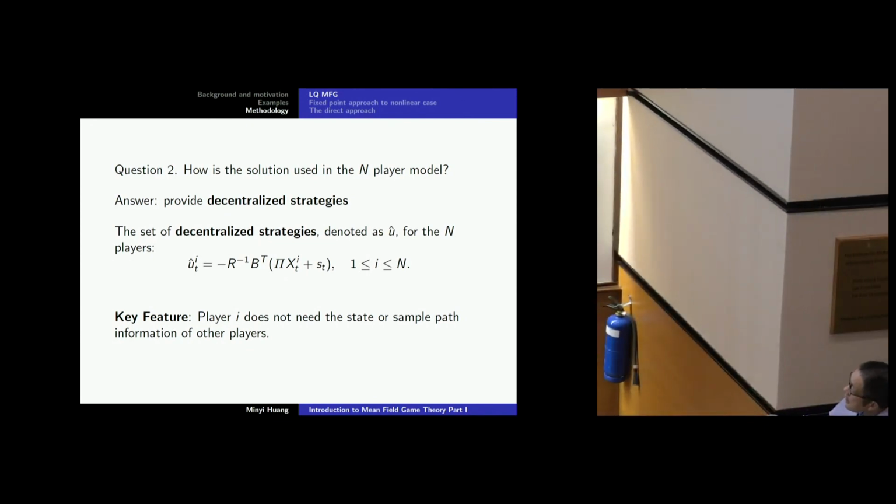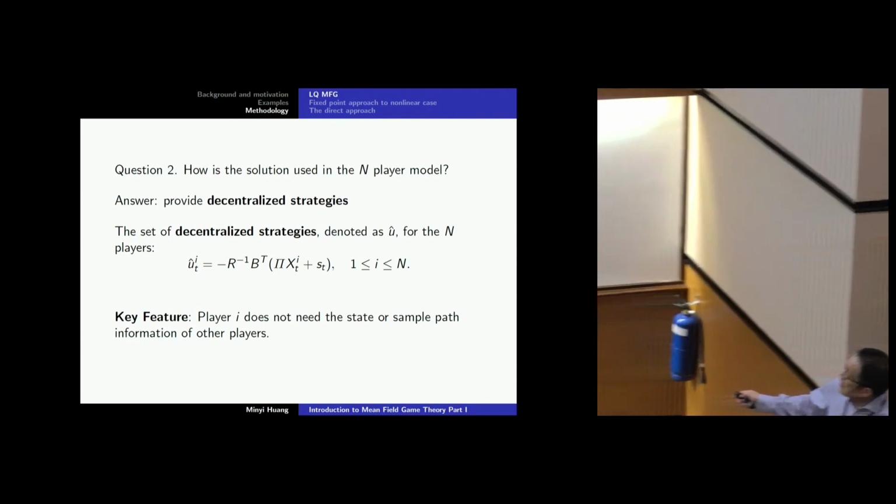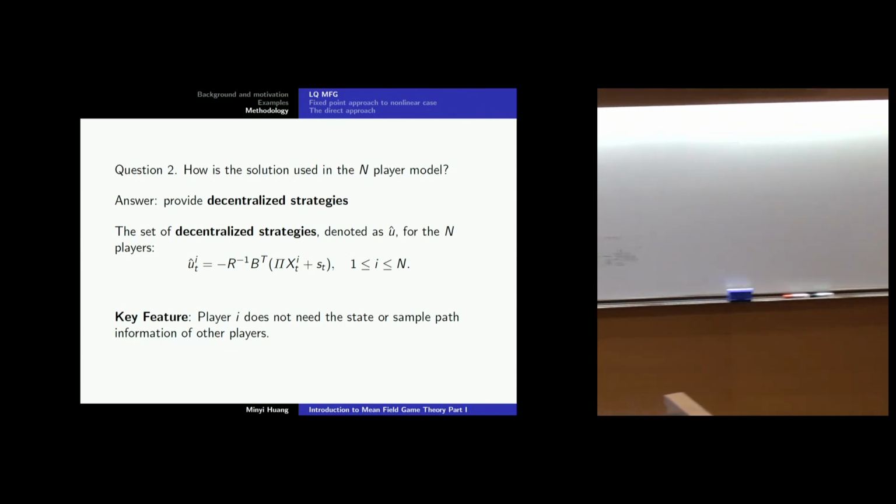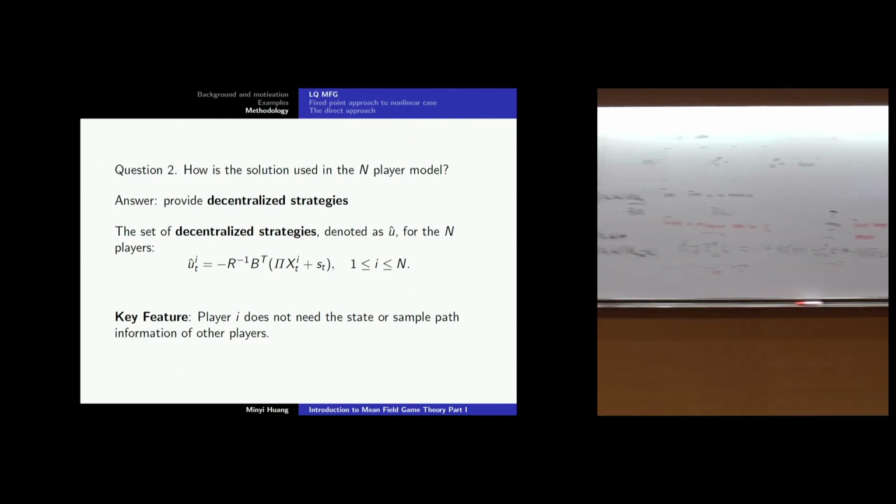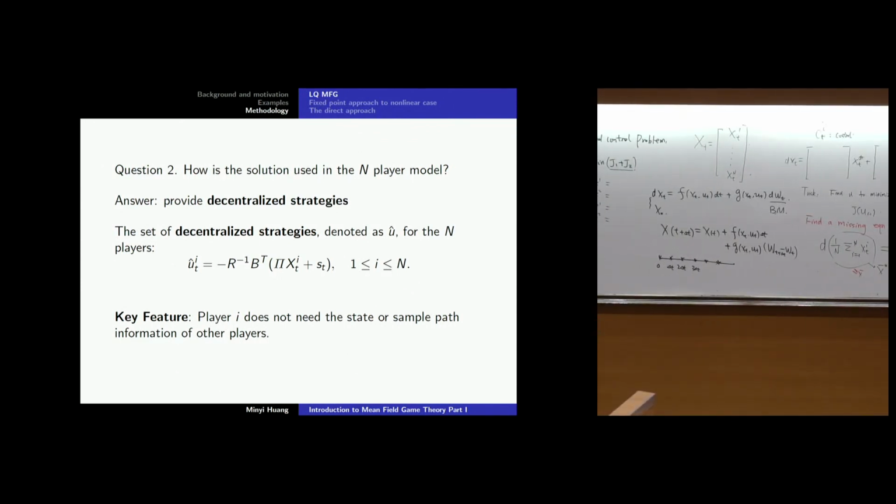Indeed, for player i within the finite population, we can use the strategy here. It's very neat because it does not need the state or sample path information of other players. It's only a feedback using its own state with limited information. That's why here we say this is decentralized.